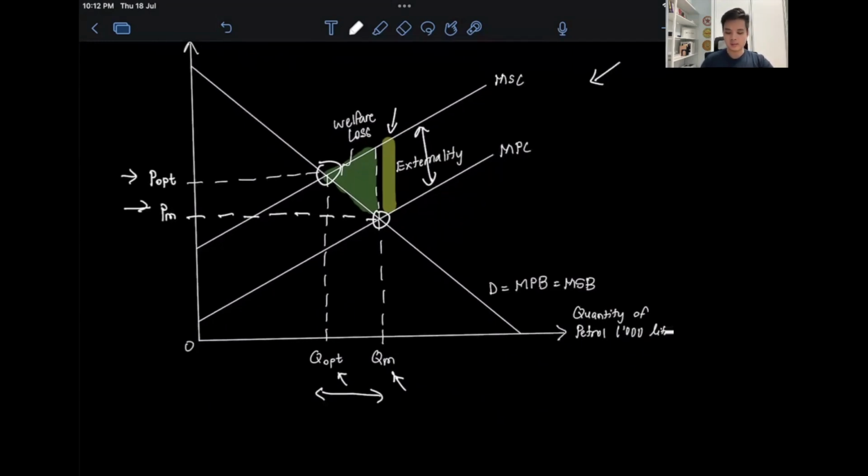So translating this theory into the diagram, we see how QM is at a higher level than QOPT, and the marginal social cost is higher than the marginal social benefits over here at the actual market equilibrium quantity, which is reflected in the diagram as QM. So naturally, if there is an overproduction of petrol relative to what is socially optimal, this will result in a welfare loss, which is reflected in this diagram as the green triangle over here.